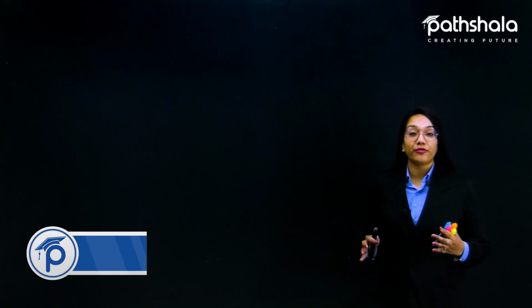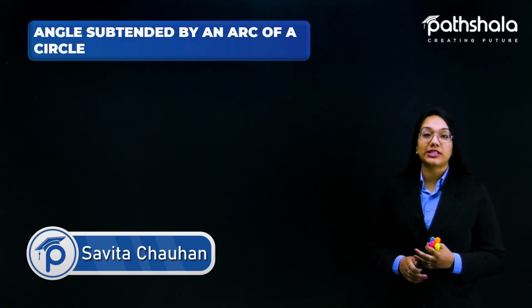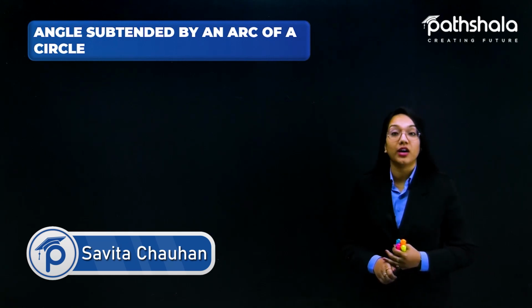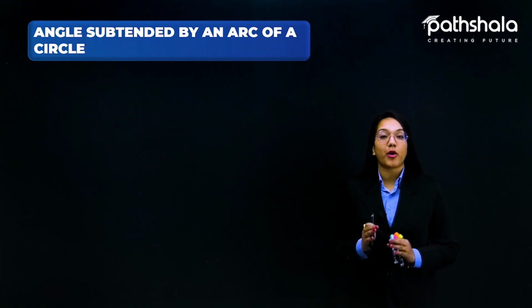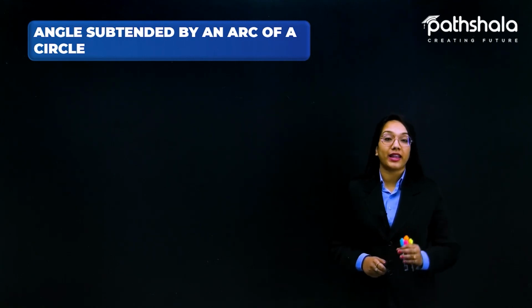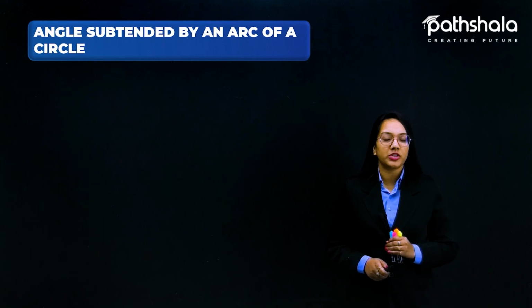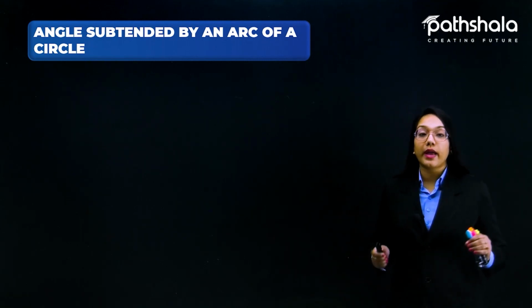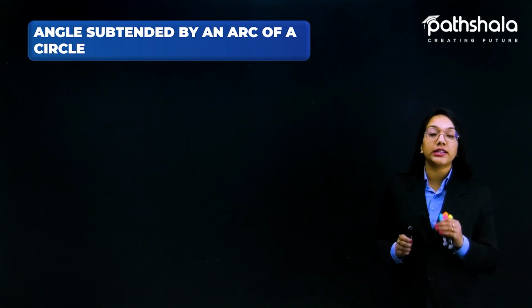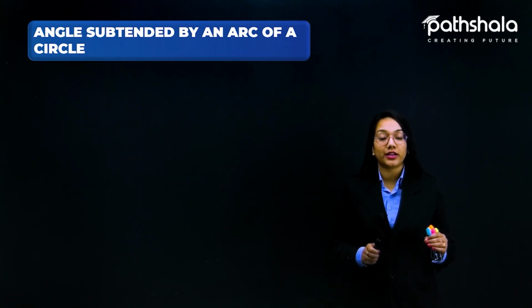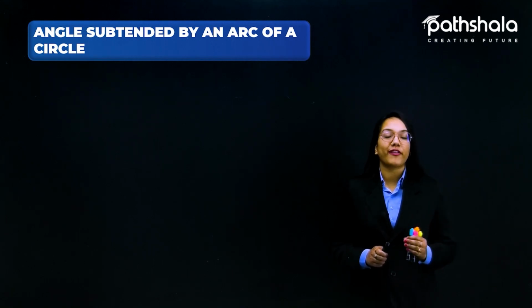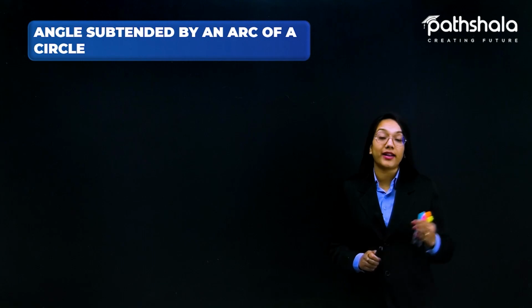Now let's move on to the new topic, which is the angle subtended by an arc of a circle. So rather than the chord, we are now talking about the angle subtended by an arc. If I'm talking about the two end points of a chord other than the diameter of the circle, then we know that the two ends of the chord always form two types of arc, a major arc and a minor arc.